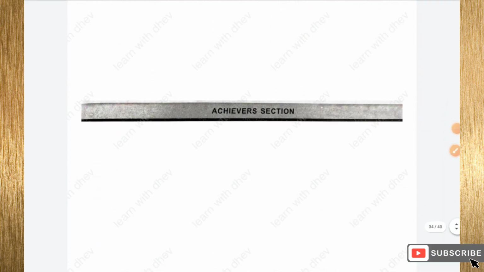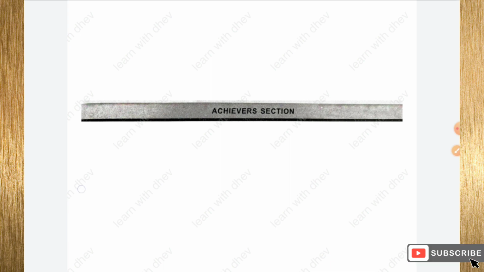The last section of your paper is the achiever section. In this you will have 5 questions in total, each carrying 3 marks. The questions will be in higher order thinking skills, so it will take much time to solve these 5 questions. So I will be telling you some tricks on how to attend these types of questions in a very short span of time.